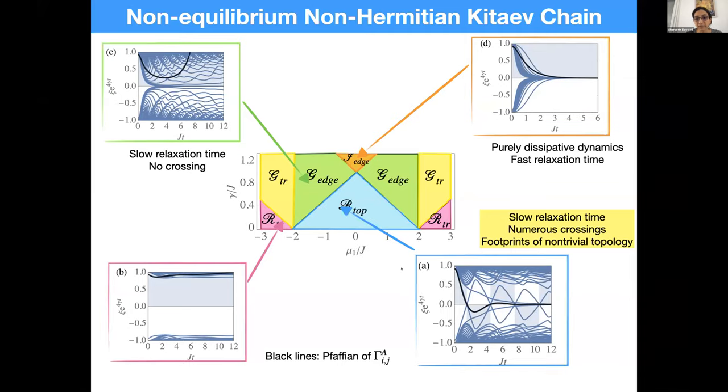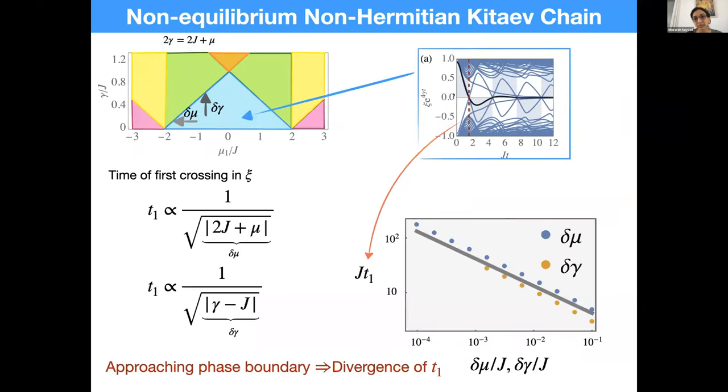We can further investigate the nature of this particular point and how it varies as we approach the phase boundary. To do so, I will take out this time and plot it as a function of delta mu and delta gamma. These two factors are defined in this manner. Basically, they show how much we are approaching the phase boundary from different directions, to these lines where the real line gap is trying to make a phase transition to the gapless phase.